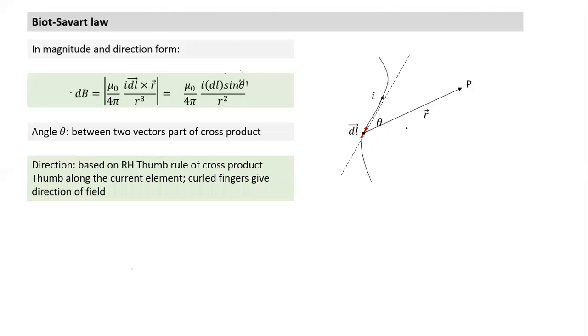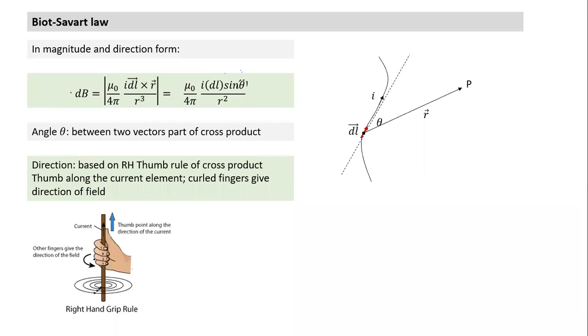So direction we can find based on the right-hand thumb rule of the cross product. If it is a straight element, one method is to keep the thumb along the direction of current. The way your fingers curl gives the direction of the magnetic field lines. If I look from the top, anywhere on this straight element, you can notice how the fingers are curling. Everywhere the field lines will form concentric circles, and they will lie in a plane perpendicular to the current element. That's what we notice here.